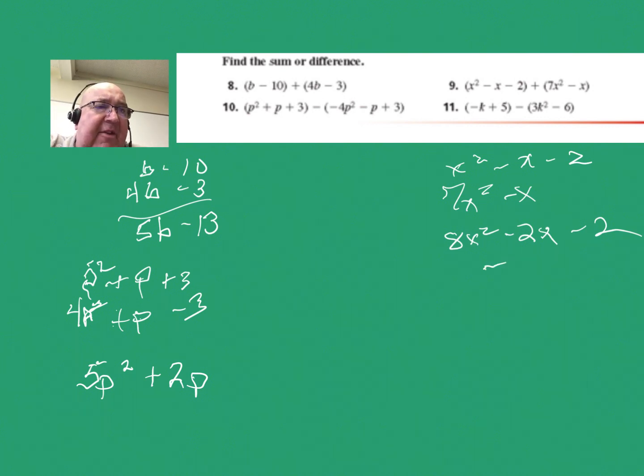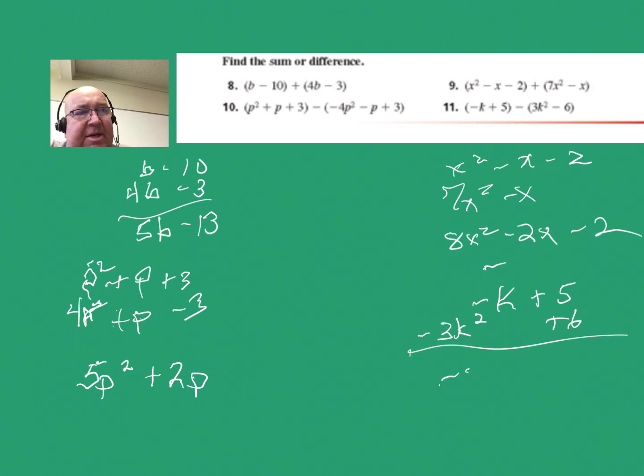Here we have negative k plus 5. We're going to be minus 3k squared plus 6. We end up with minus 3k squared minus k plus 11. Just be careful with signs. Make sure that you're writing it out so you can go back and check on things. Remember that anytime you have a negative in front of parentheses, all of the signs inside change.